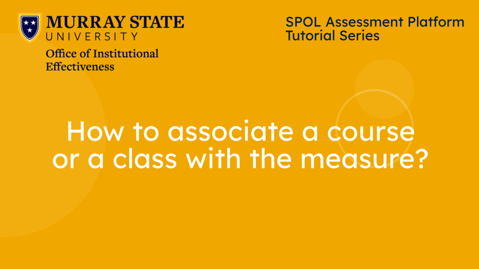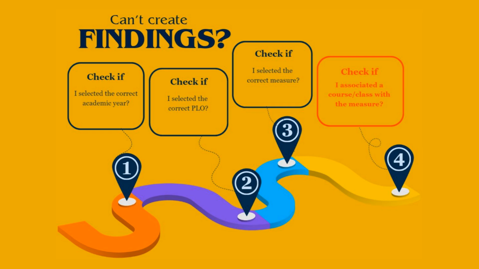In this video tutorial, we will learn how to associate a course or a class with a measure. Let's get started. This step is often overlooked when creating measures, but it is required to ensure the courses appear when creating your findings. For measures assessed outside courses or classes, please contact msu.assessment@murraystate.edu for further information and assistance.